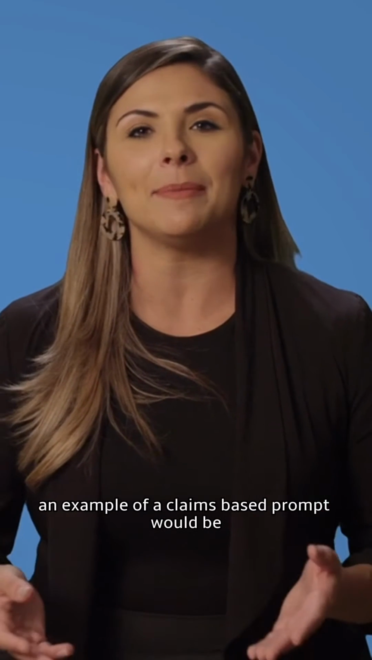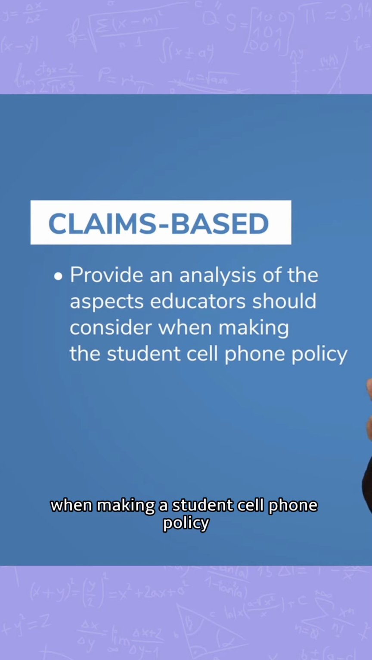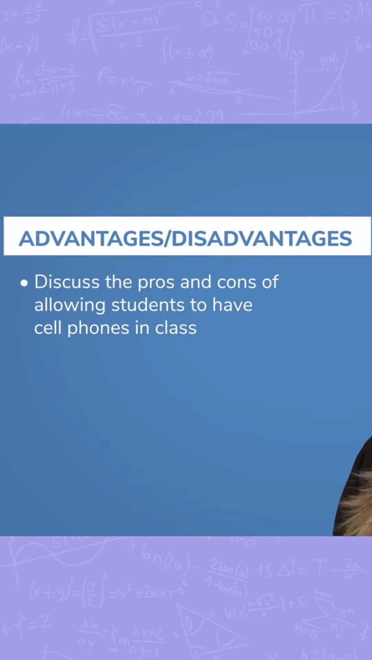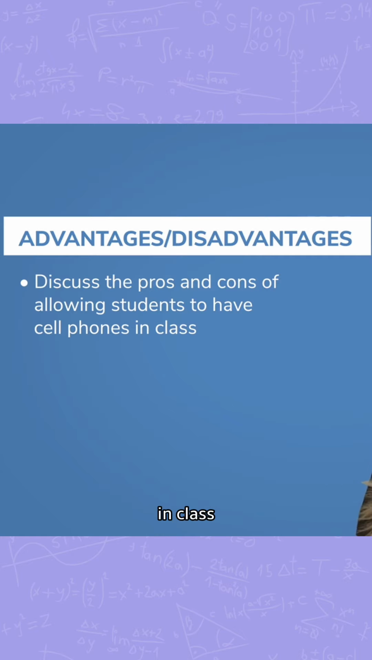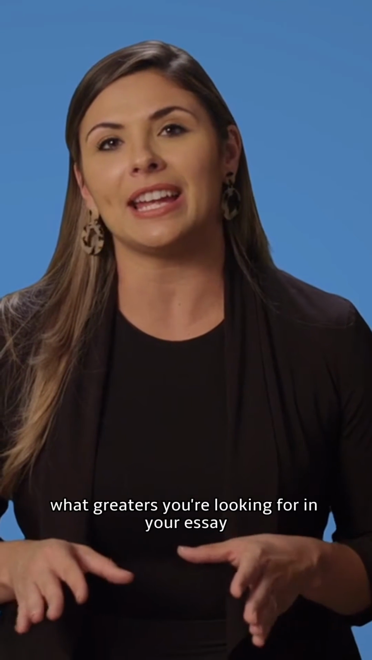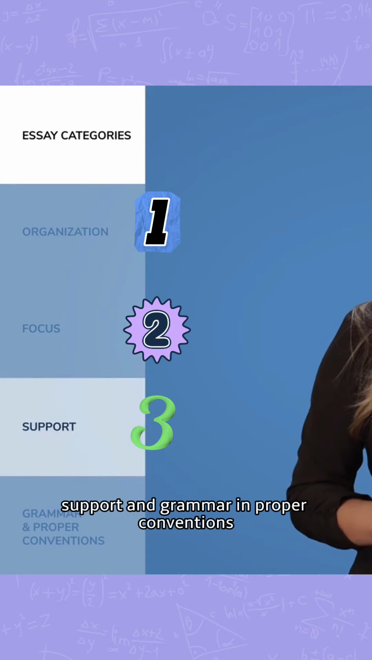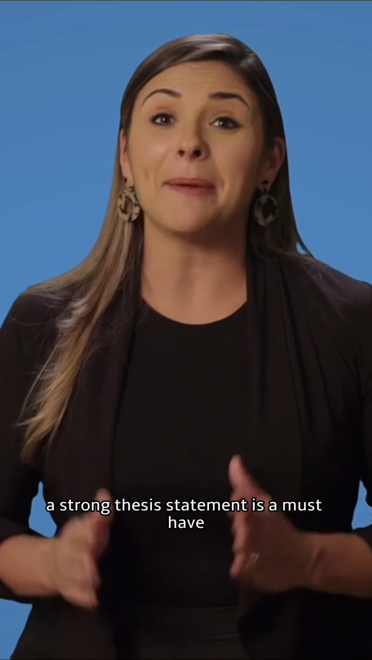An example of a claims-based prompt would be: provide an analysis of the aspects educators should consider when making a student cell phone policy. An example of an advantages and disadvantages prompt: discuss the pros and cons of allowing students to have cell phones in class. What graders are looking for in your essay can be summed up in 4 categories: organization, focus, support, and grammar and proper conventions. A strong thesis statement is a must-have.